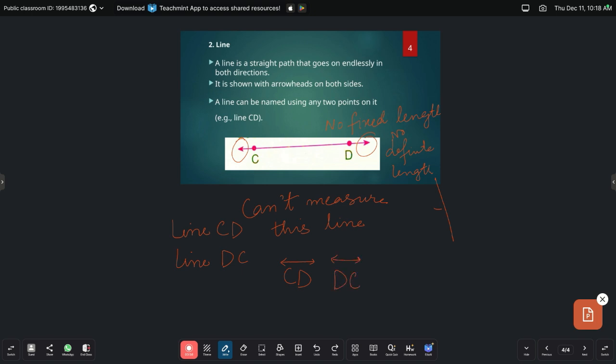Got it, boys? So what you have to remember is that this line has no starting point, no end point. It can be extended in both the directions, so it doesn't have a fixed length. And as it does not have any fixed length, we cannot measure this line. Got it, boys?